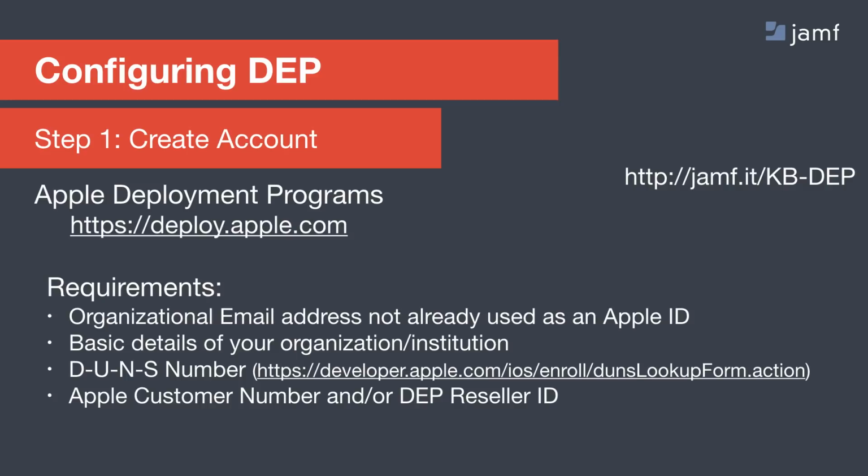You'll need the basic details of your organization and institution, as well as a DUNS number. If you're not familiar with that, it's actually an accounting and financing number that you can probably find by contacting someone in your finance department. Additionally, it's helpful to have your Apple customer number or your DEP reseller ID. This helps when you purchase new Apple devices, so that they can be automatically associated to your DEP account.